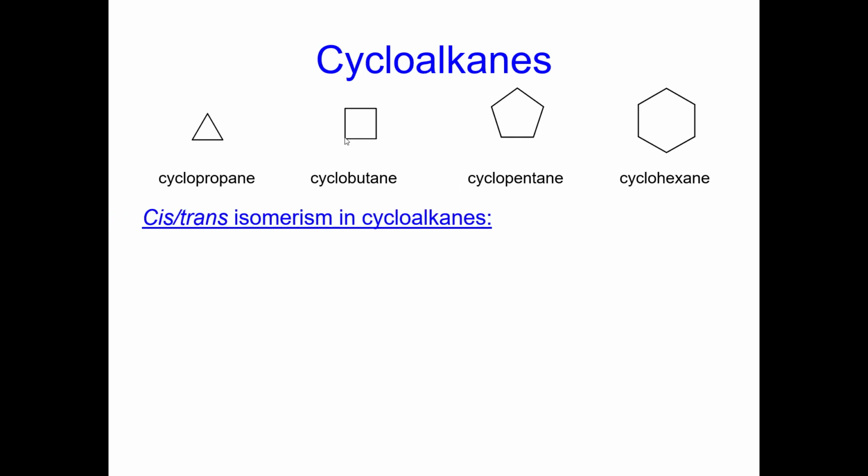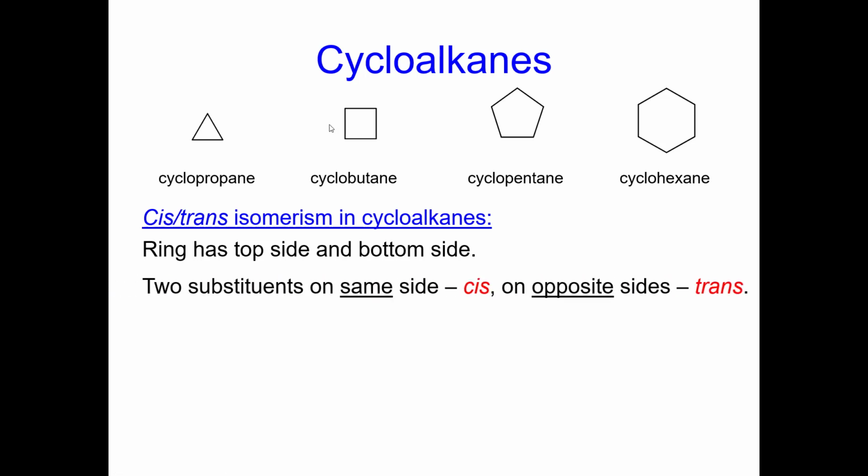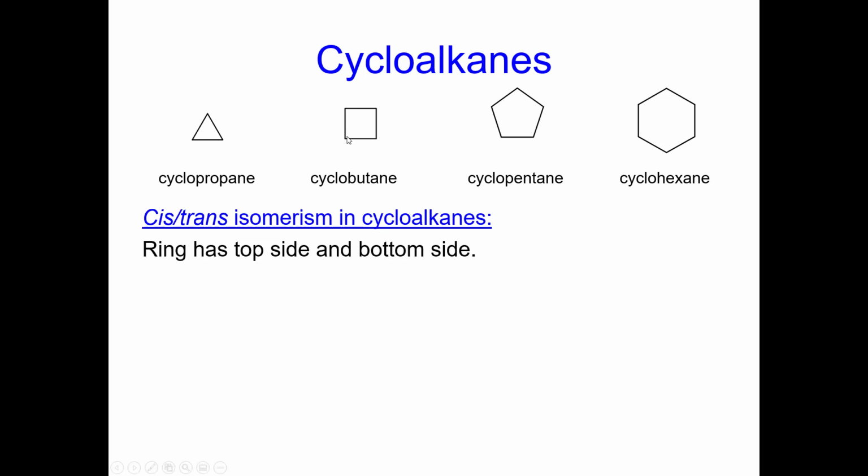We're introducing something new here: we can have cis or trans isomers. Cis means being on the same side. Trans means being on the opposite sides. So your ring has a top and a bottom. Again, you're trying to use your own spatial awareness here, your 3D space, not just thinking of them as a flat square on a page. You have to think of this in real 3D space. So, if we have two substituents on the same side, they become known as cis. And if they're on the opposite side, they're known as trans.